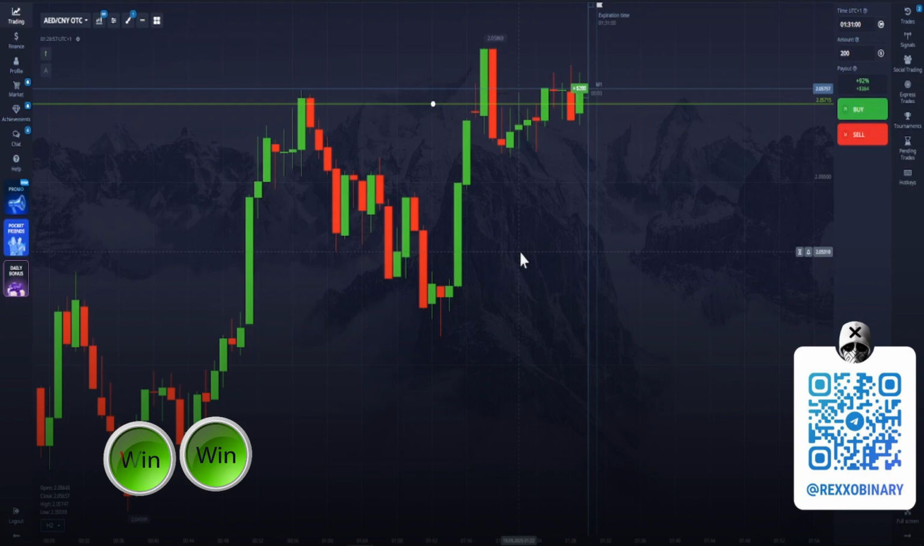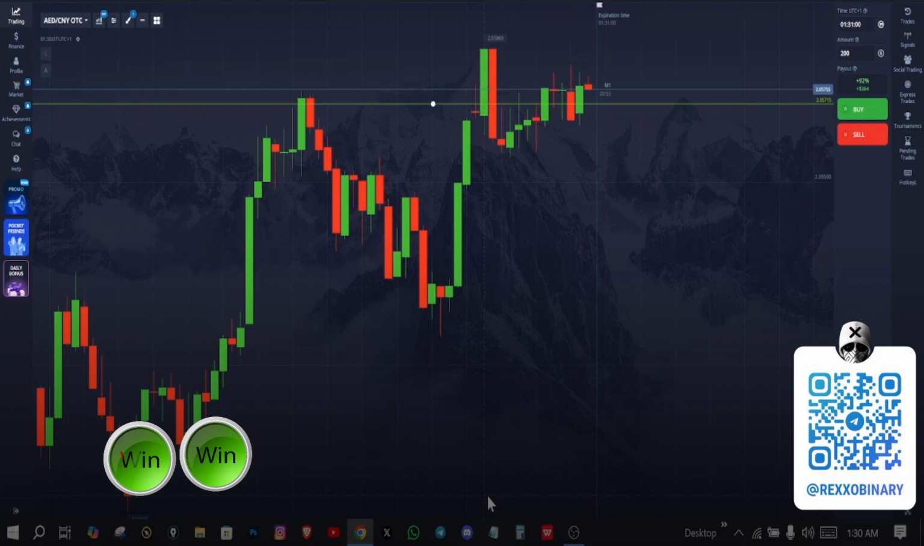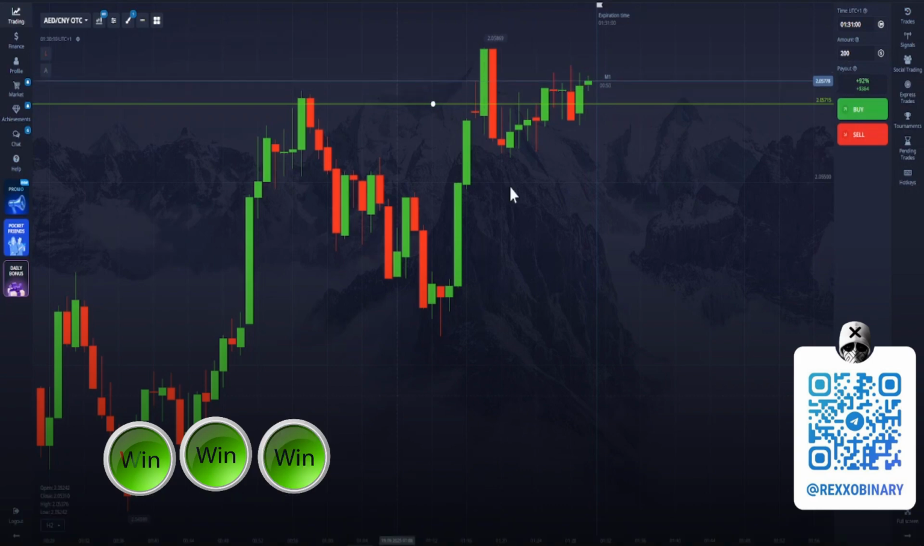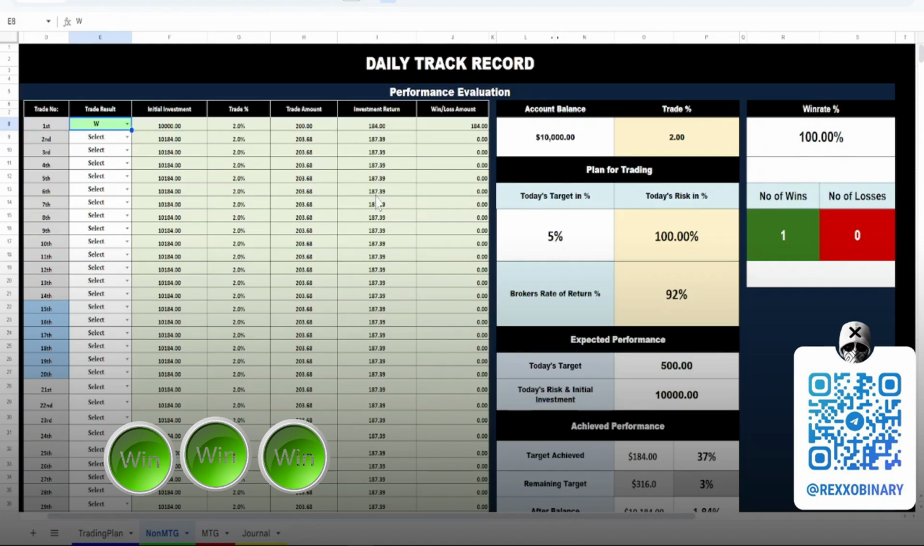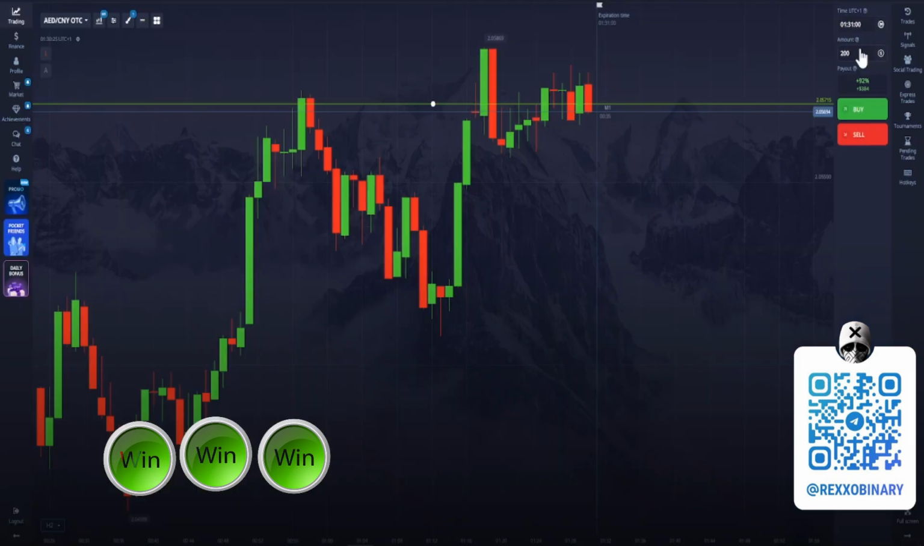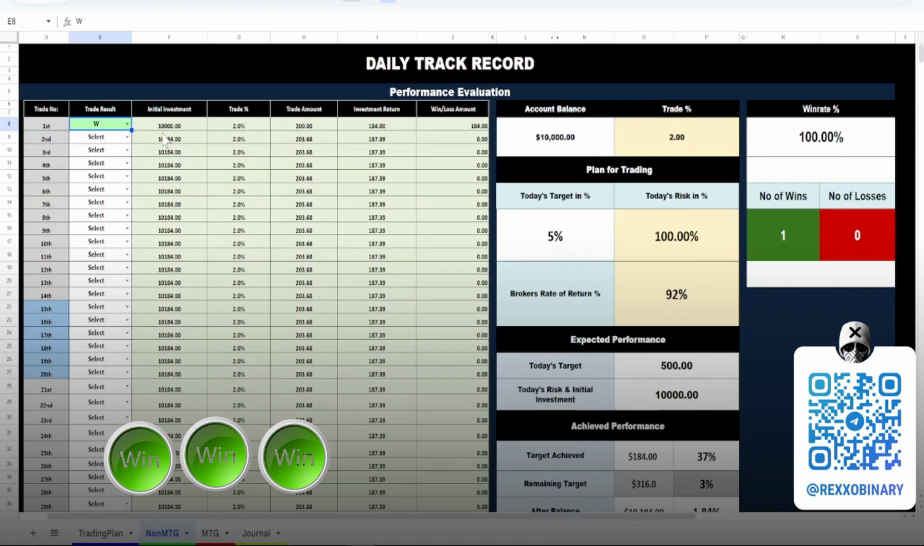Because I won that trade, I forgot something. I was supposed to change this to 203. So I used 200. It was supposed to be 203. So I will just click on wins here.